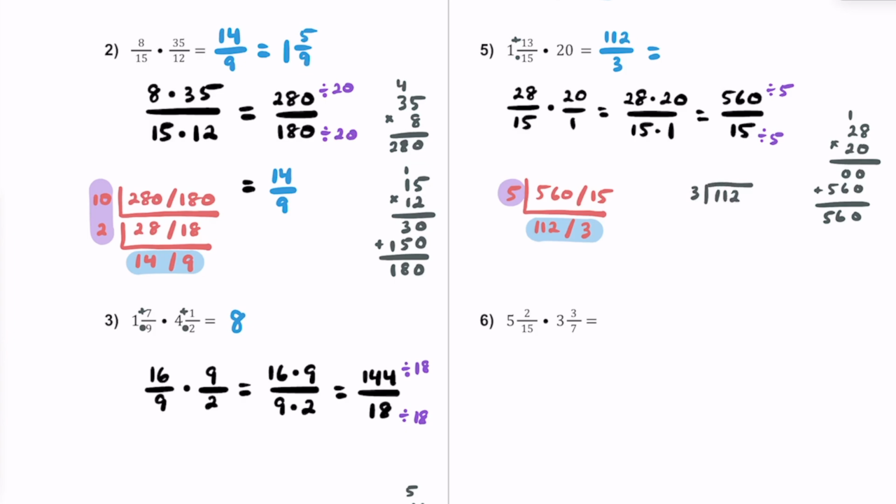So 3 doesn't go into 1, but it goes into 11 3 times. 3 times 3 is 9. We can subtract here, get 2, bring down this 2. 3 goes into 22 7 times. 7 times 3 is 21. We subtract, we get a remainder of 1.